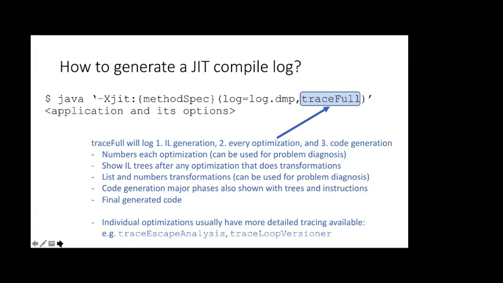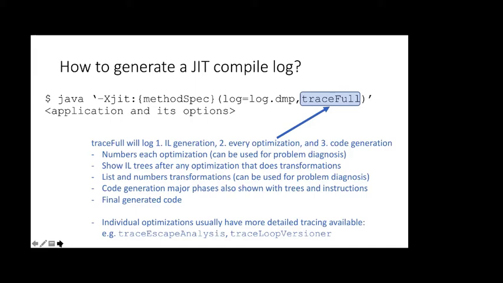But it does a few interesting things here. It will number each optimization, which can be used for problem diagnosis, because there are options that you can use to try to control how the compilation happens later, to include or not include optimizations. It will show the IL trees after any optimization that does transformations. So if anything changes, you'll see what the changed IL is after those changes have been made. It will also list and number the individual transformations that are performed on the code, which again can be used later.